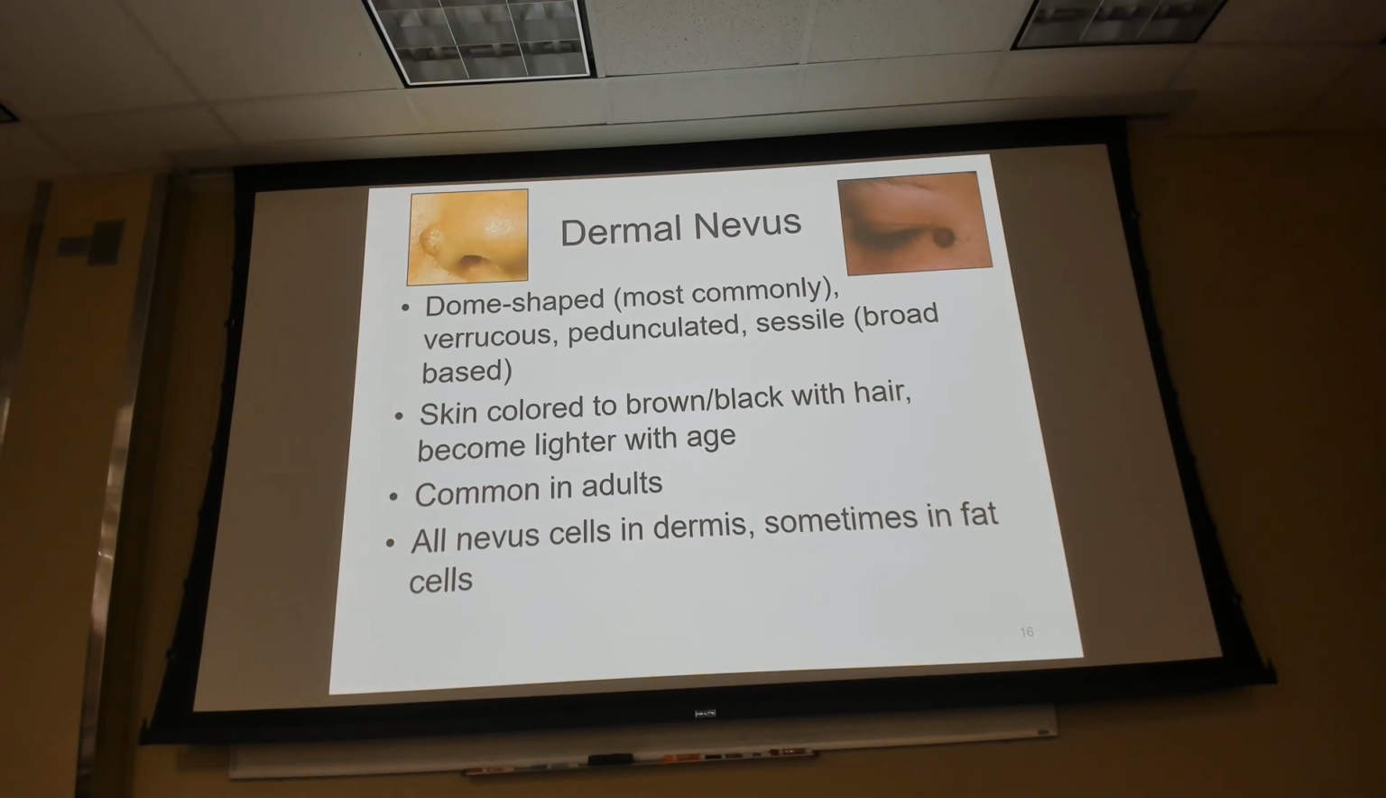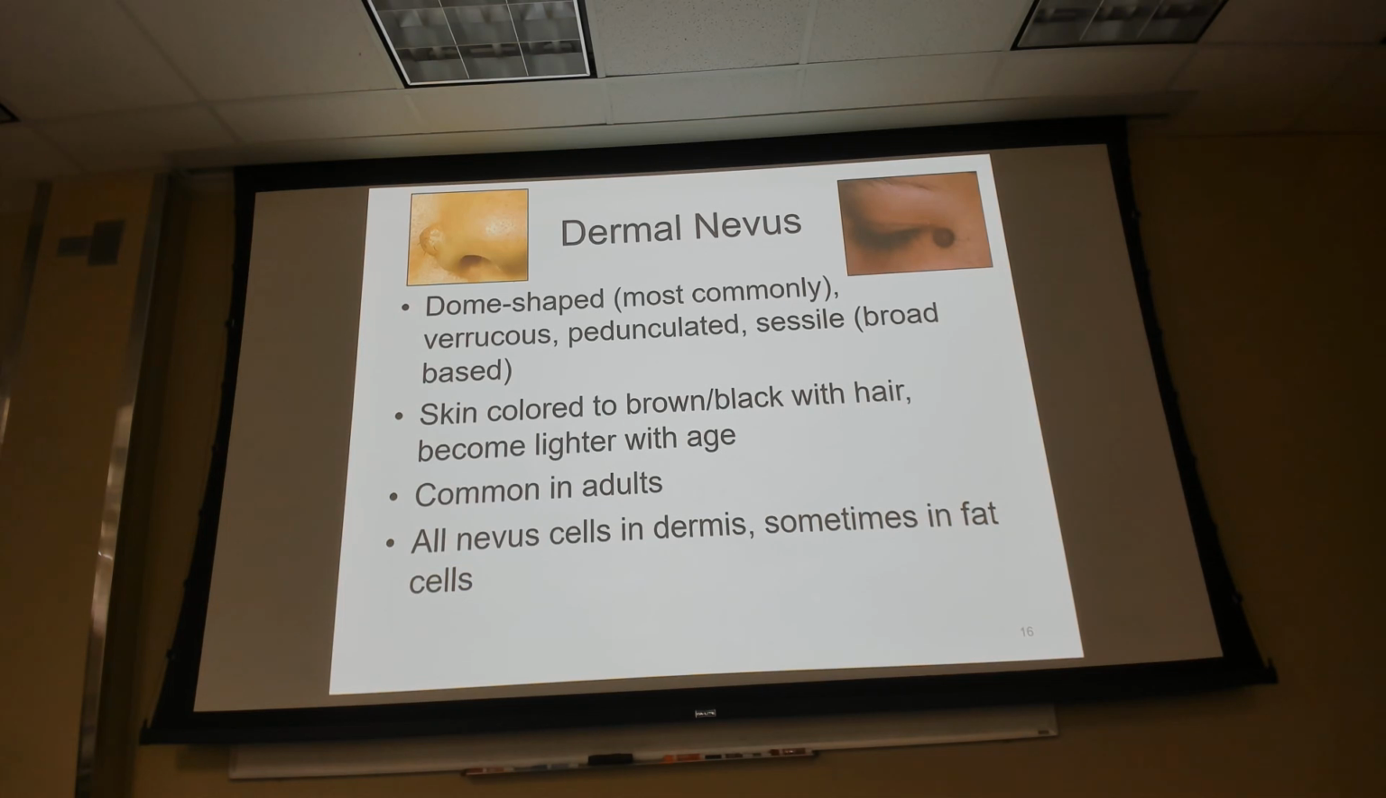The dermal. So it's most commonly of a dome shape. However, we talked about earlier how it can be pedunculated, how it can be the warty stuff coming out. Skin color to brown black with hair. So the one prior to this of the compound is with or without hair, but this one here has hair in it. It's common in adults, not so much with the children that we talked about earlier.